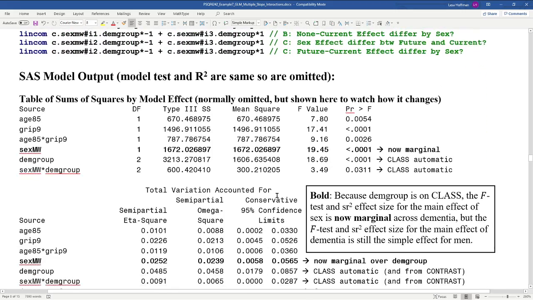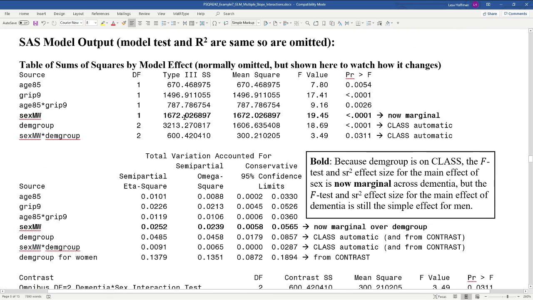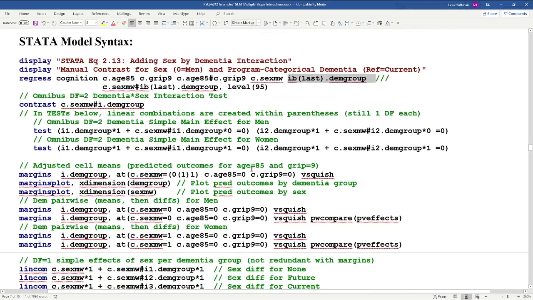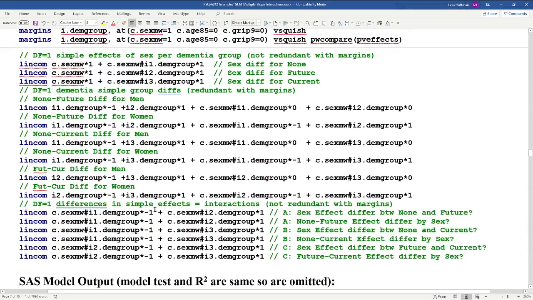I have omitted the model test and R-squared because this is the same model that we saw in the first part of this example. It's just a different way of asking for the same information. So I want to highlight the differences that happen when it understands that DEM group is one thing that needs to be represented by 2 contrasts, and it does so using 3 internal variables to do so.